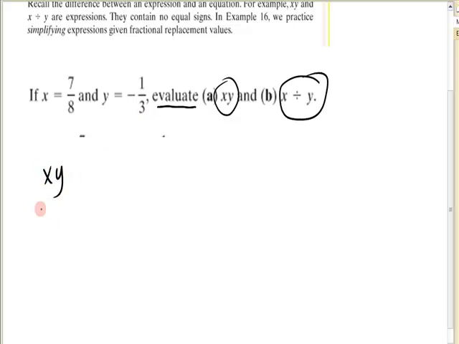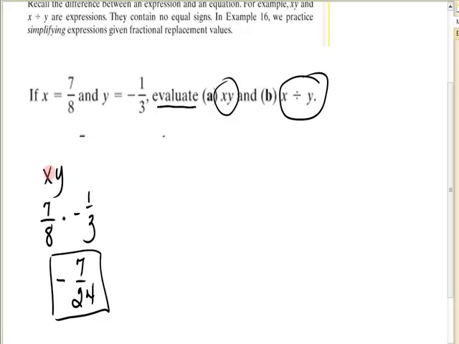xy, we're going to plug in. That's 7/8, which is x, times negative 1/3, which is y. Probably the author of the book would use parentheses. We don't have to. Can I bow tie anything? No. Positive times negative is negative. 7/24. That is the value of xy under these conditions.